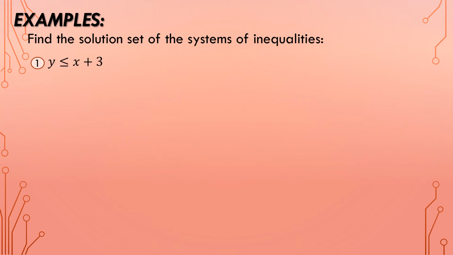First inequality, so we have y is less than or equal to x plus 3, and the second inequality is y is greater than or equal to negative 2x plus 4. Again, i-recall natin bakit nga ba siya natawag na inequality. So ito ay dahil ang given na symbol ng expression na to is less than or equal to or greater than or equal to. So kapag ang symbol natin is again equal, that is equation. Kapag naman may less than or greater than, that is under naman ng inequalities.